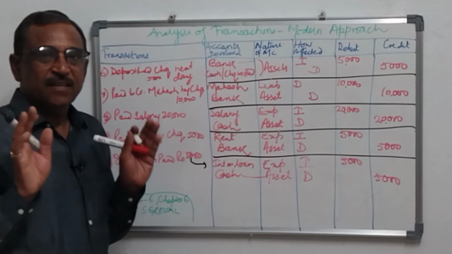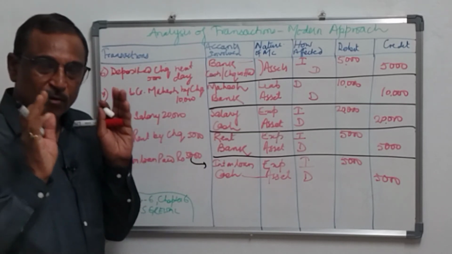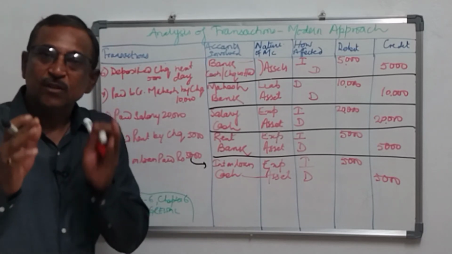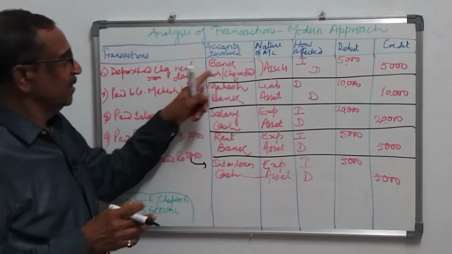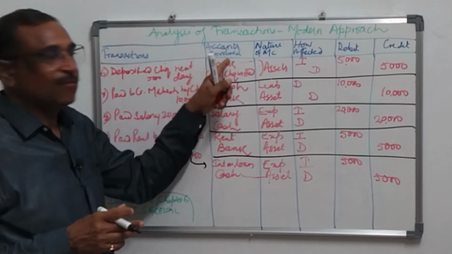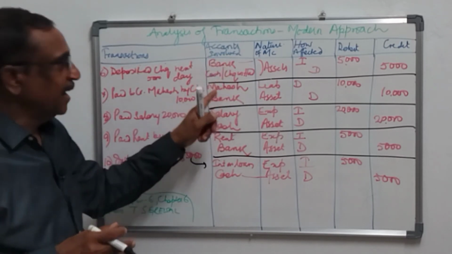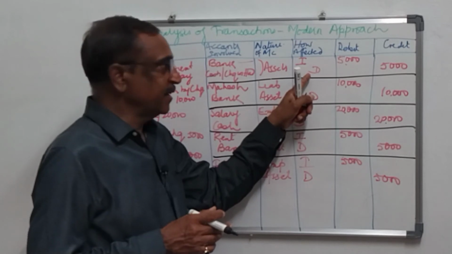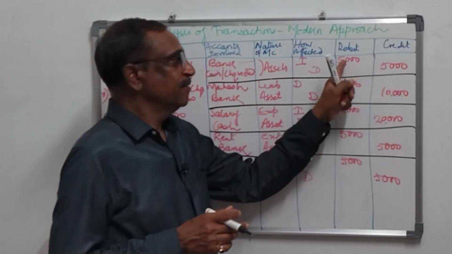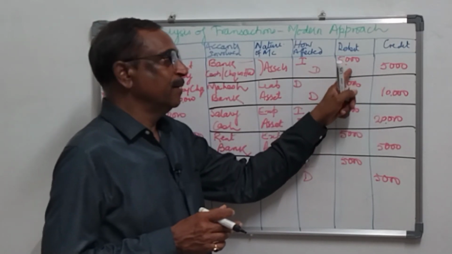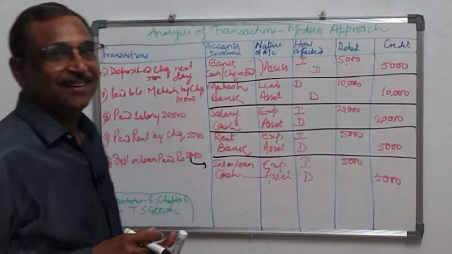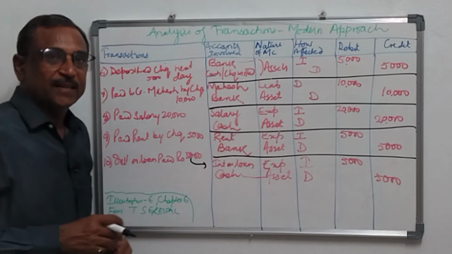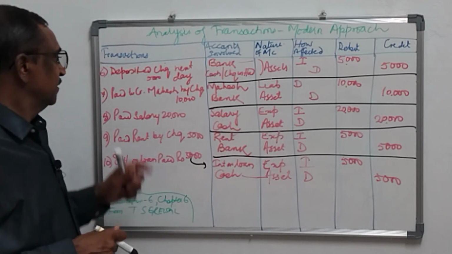The point is, it is very simple if you concentrate on what the transaction says and what the rule is. Once we have understood, we are able to identify the accounts involved, what the nature of the account is and how it is being affected. Then we will be able to write whether that particular account will be debited or credited. Okay. With more and more practice, you will learn better.